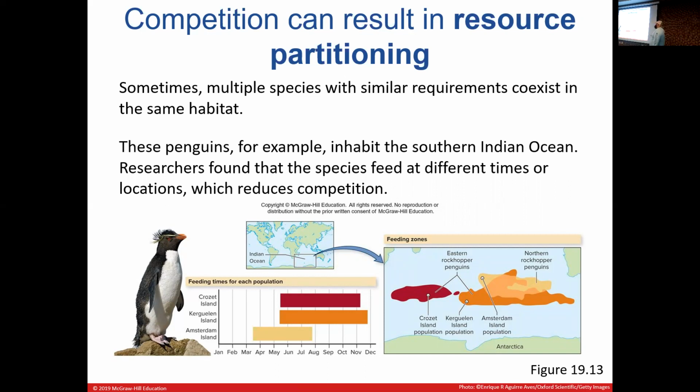So sometimes with these multiple species, you have similar requirements that can coexist in the same habitat. For instance, these penguins inhabit the southern Indian Ocean. And researchers have found that the species can feed at different times or locations, which reduces that competition. So you have the eastern rockhoppers versus the northern rockhoppers. They're coming out, they're feeding at different times off different islands, and as a result, even though they're feeding on the exact same thing, that temporal element is allowing them to use it at different times. And as a result, they can still compete and live in the same place.